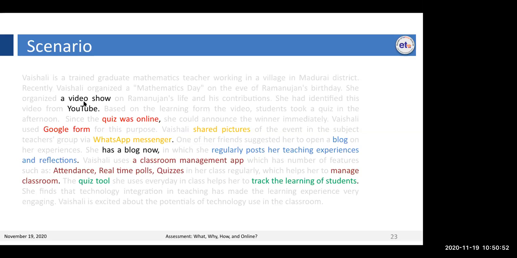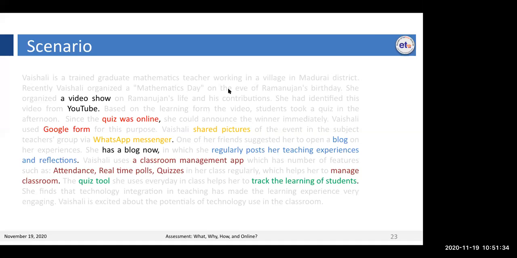So these are the YouTube for showing the video, online quiz using Google Form, sharing pictures using WhatsApp Messenger, blog for information transmission, then regular post and reflection, a classroom management app for real-time polls, quizzes, attendance. Then there is a quiz tool, right? So these are the purposes and tools that I could find in the scenario.